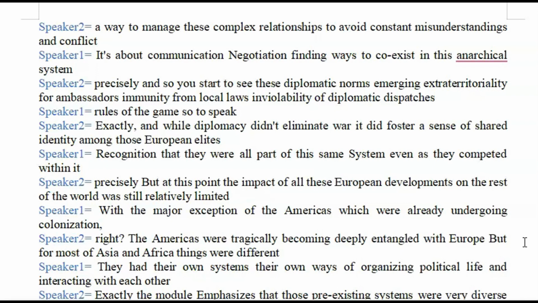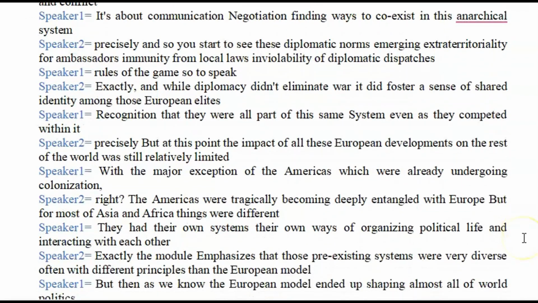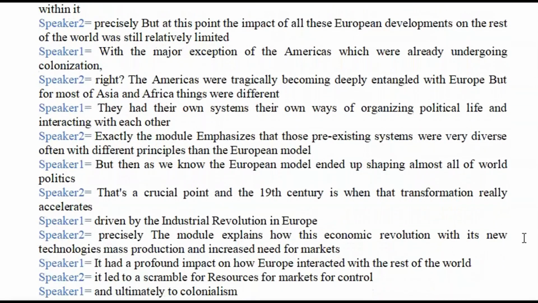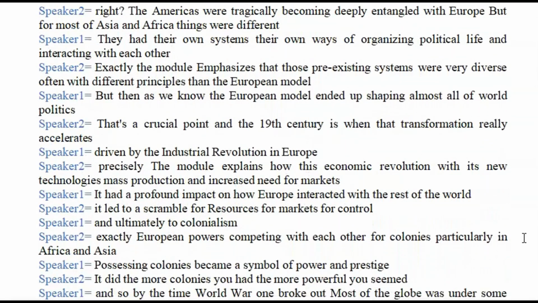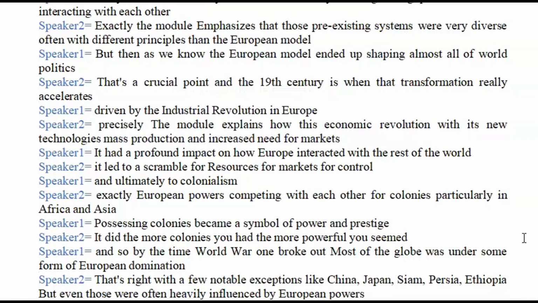Precisely. But at this point, the impact of all these European developments on the rest of the world was still relatively limited. With the major exception of the Americas, which were already undergoing colonization. Right. The Americas were tragically becoming deeply entangled with Europe, but for most of Asia and Africa, things were different. They had their own systems, their own ways of organizing political life and interacting with each other. Exactly. The module emphasizes that those pre-existing systems were very diverse, often with different principles than the European model.